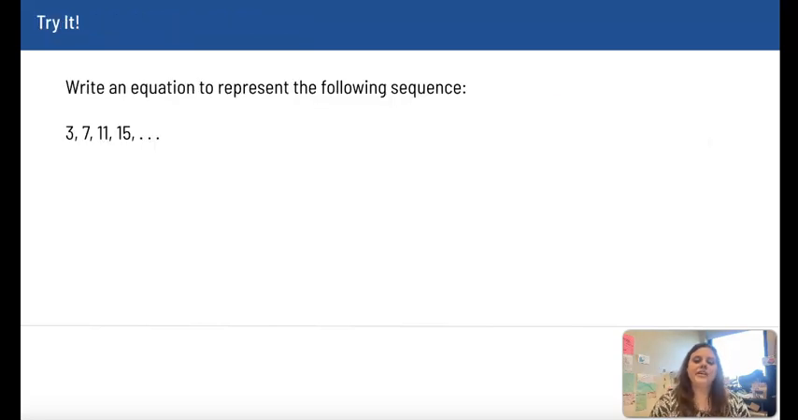You try. Here's another arithmetic sequence: 3, 7, 11, 15. Figure out the common difference and use that as well as the other pieces of information to write an equation. Try this on your own by pausing the video, then press play to see the answer.